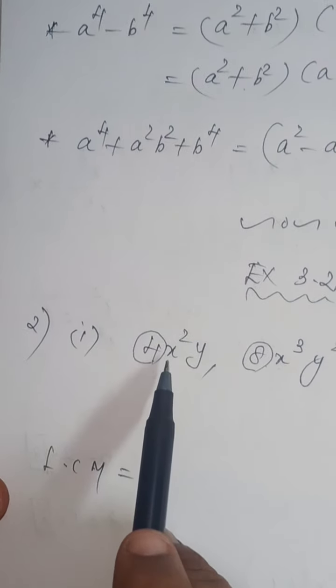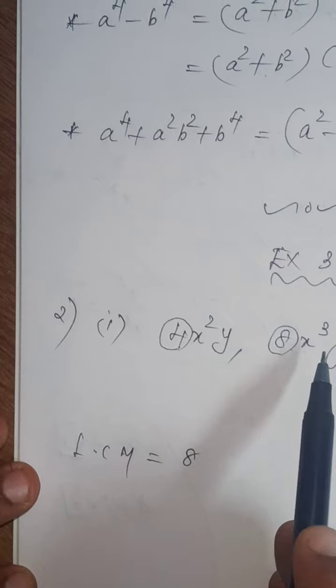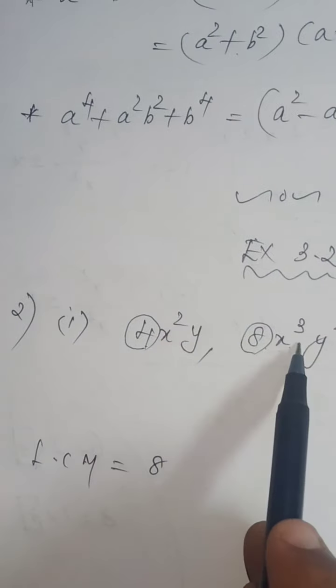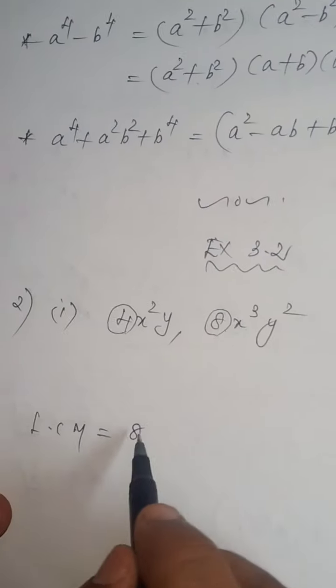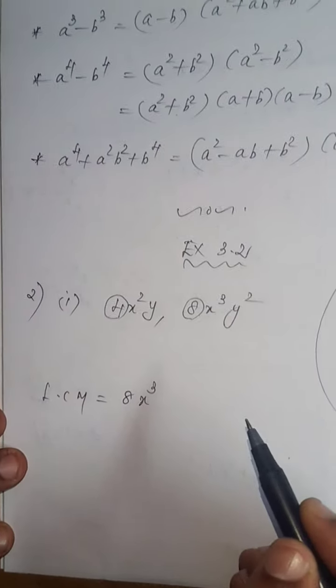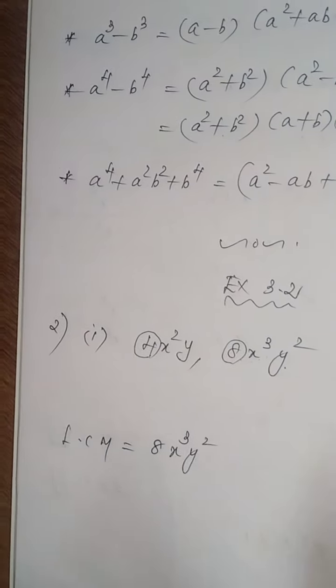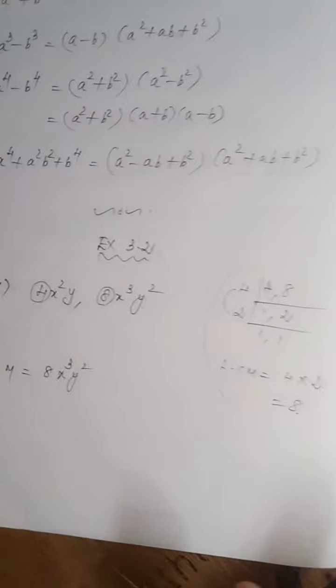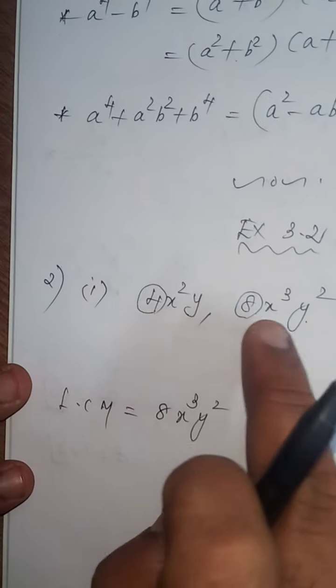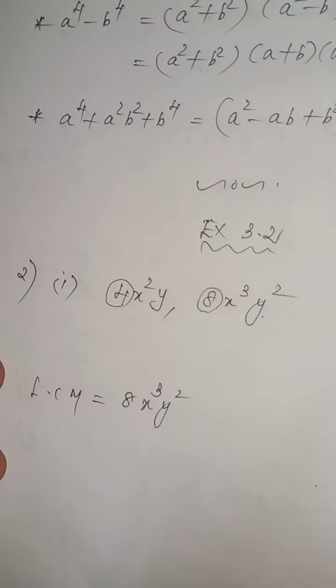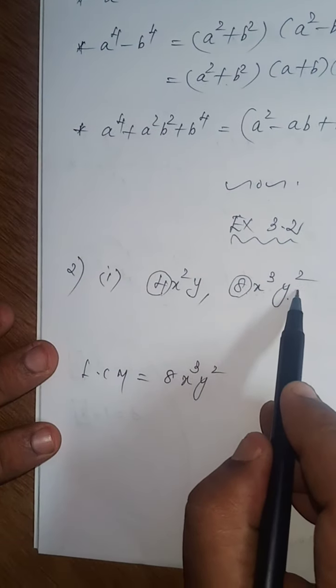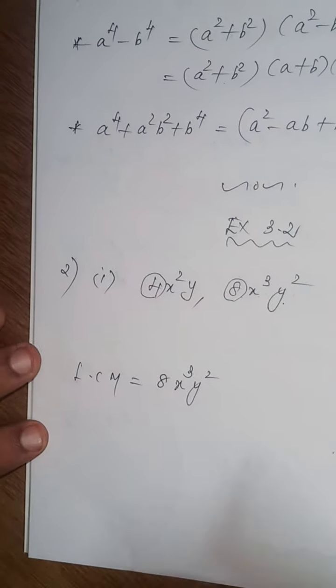Then here we have x squared and we have x cube. Which one is greater? X cube. Write that one. Y and y squared, which one is greater? Y squared. This is the LCM. Very simple. You have to write the highest power. X squared, x cube, highest one is x cube, right? Y squared is the highest for y. So first subdivision is over.